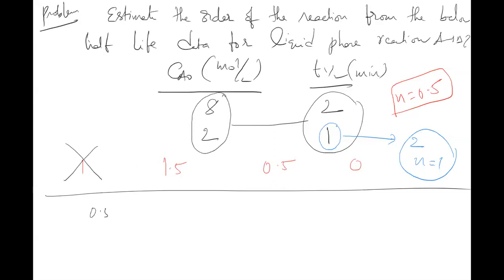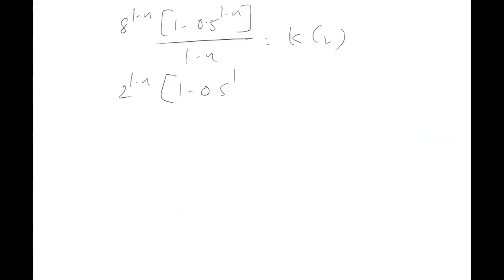So let's take this expression, for a reaction that is not first order: Ca naught to the power 1 minus n, (1 minus 0.5) to the power 1 minus n divided by 1 minus n, is equal to k into t half. Use this data two times. That is, 8 to the power 1 minus n, times (1 minus 0.5) to the power 1 minus n divided by 1 minus n, equals k into 2. Another time, 2 to the power 1 minus n, times (1 minus 0.5) to the power 1 minus n by 1 minus n, equals k into 1. So this is equation 1, and this is equation 2.